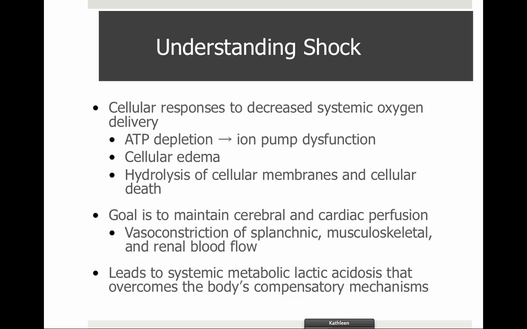Cellular responses to decreased oxygen delivery: you get ATP depletion, which causes ion pump dysfunction. You get cellular edema at the cellular level. You get hydrolysis of cellular membranes and cellular death. So what we want to do is to maintain cerebral, your brain, and cardiac perfusion. Vasoconstriction occurs with splanchnic, musculoskeletal and renal blood flow. Basically what that is, it's vasoconstriction to other organs. This leads to systemic metabolic lactic acidosis that overcomes the body's compensatory mechanism. So the body's trying to compensate. But over time, you get this metabolic lactic acidosis that overcomes the body's compensatory mechanism.